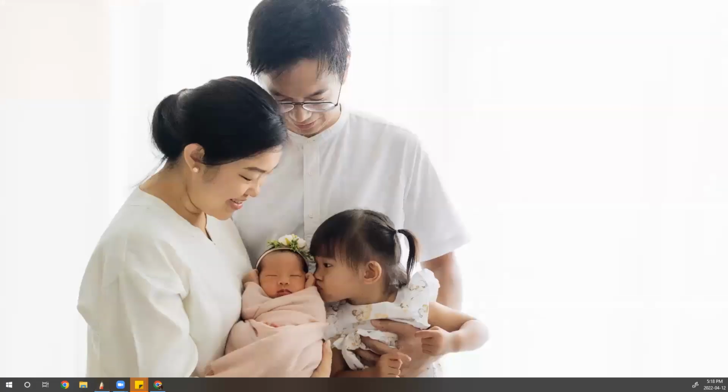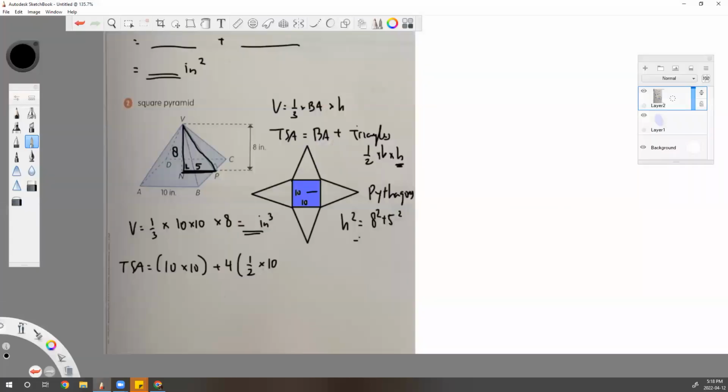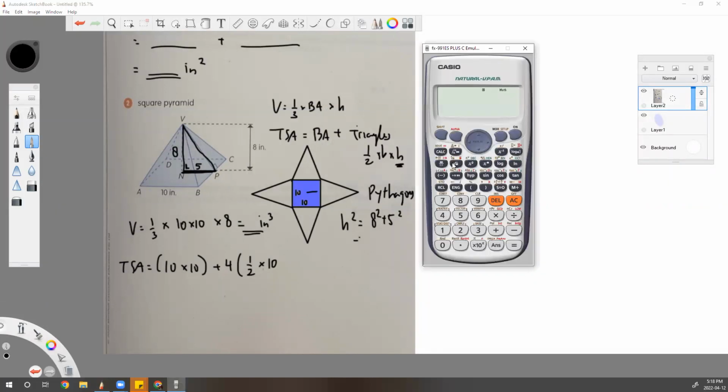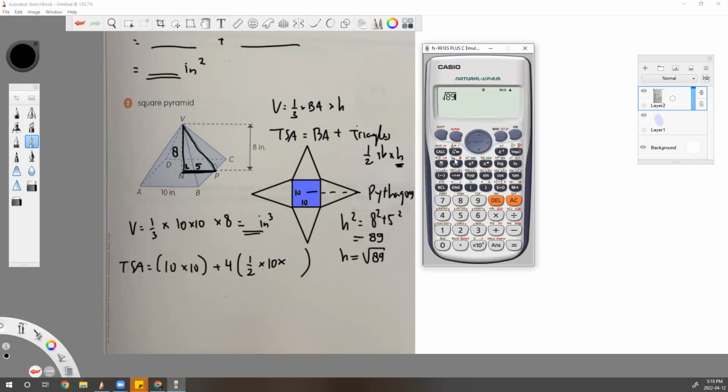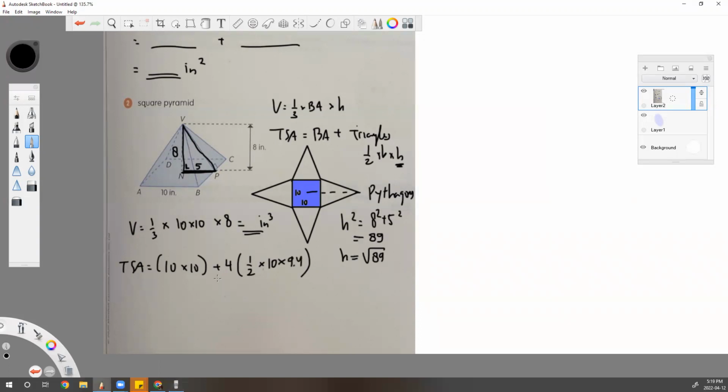Okay, so let's put it on the calculator. Wait a moment, I'm finding the calculator. Okay, so 8 squared plus 5 squared. Answer will be 89. But be very, very careful because we are finding the height, so take the square root. So times the height of the triangle, which is the square root of 89. So what is the square root of 89? It is 9.4, right? 9.4. And you can calculate it by yourself again and find the final answer in inches squared. Understand, Stacy?